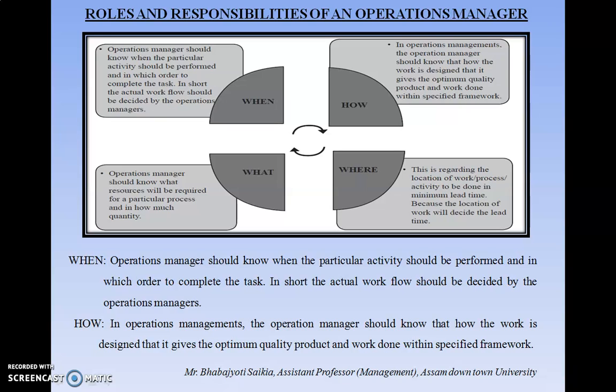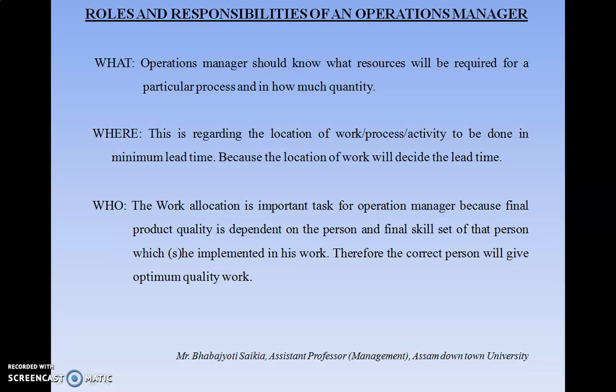Next one is how. In operations management, the operations manager should know how the work is designed so that it gives the optimum quality product and work is done within the specified framework. Next is what. The operations manager should know what resources will be required for a particular process and in how much quantity. Next is where. This is regarding the location of the work or process or activity to be done in minimum lead time, because the location of work will decide the lead time.